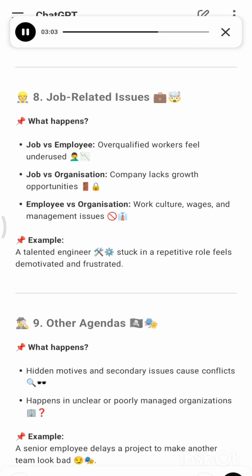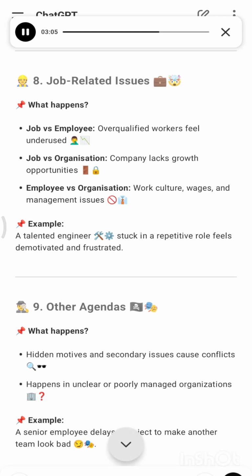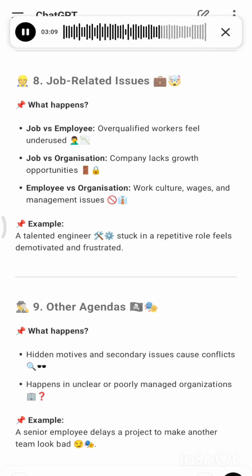8. Job-related issues. What happens? Job versus employee. Overqualified workers feel underused. Job versus organization. Company lacks growth opportunities. Employee versus organization. Work culture, wages, and management issues. Example: a talented engineer stuck in a repetitive role feels demotivated and frustrated.